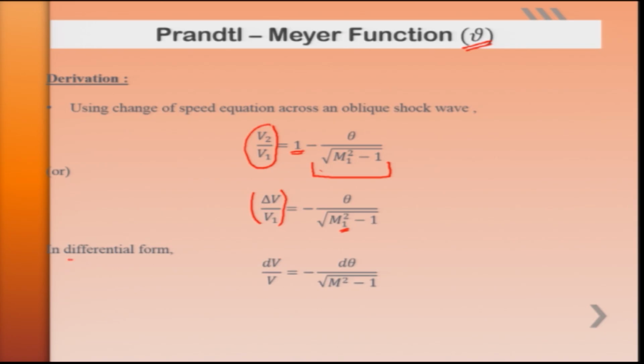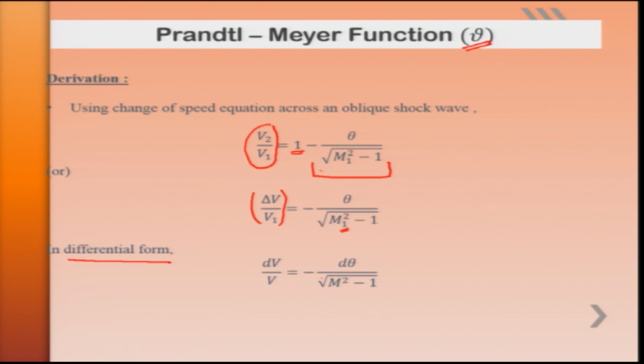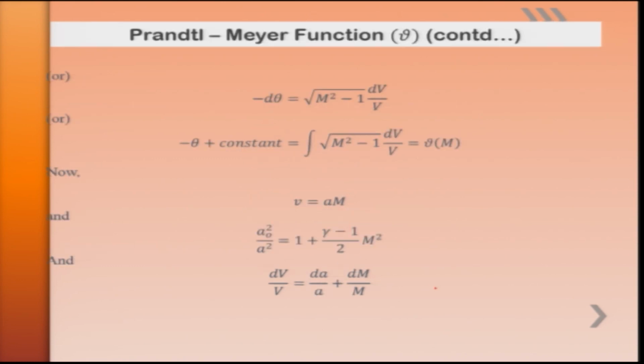This differential form we can note that we are trying to reduce because, as I said, the flow property changes across these expansion fans are finite but small. Hence, in the limiting case dV by V, I can write down again d theta by square root of M square minus 1. Now, our objective is to integrate this. Therefore, I can write down minus d theta is equal to square root of M square minus 1 dV by V, rewriting the original expression.